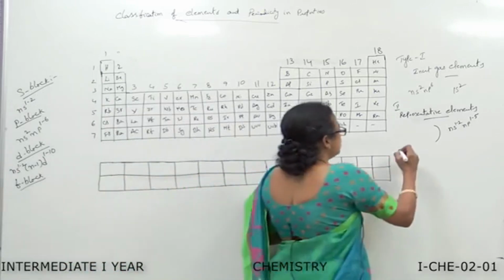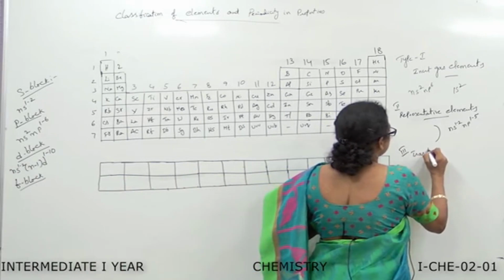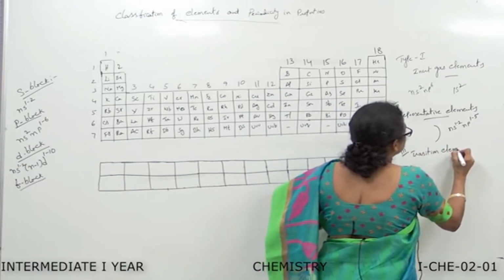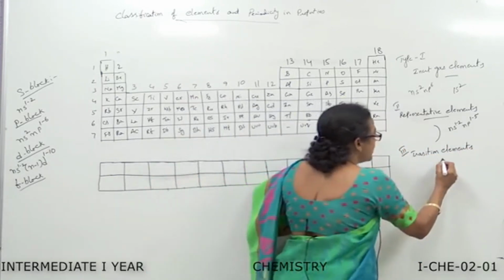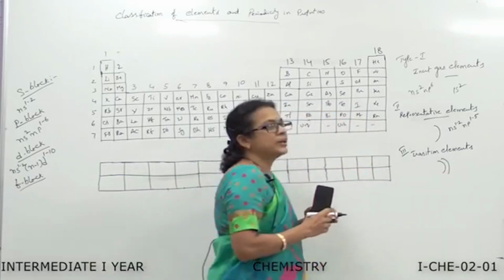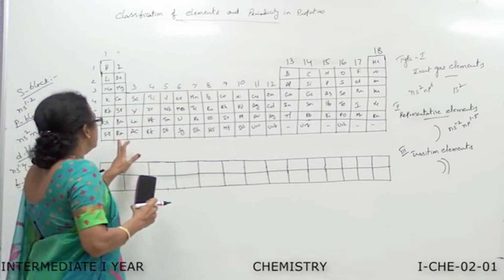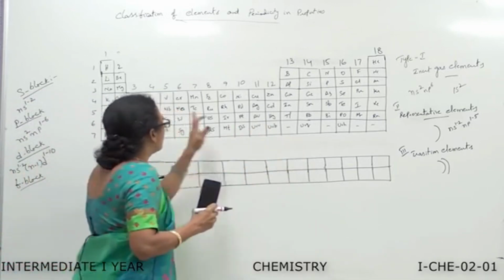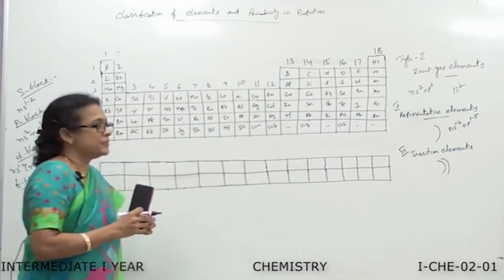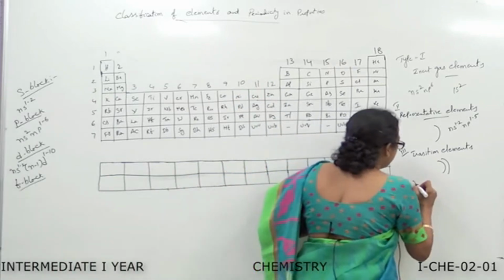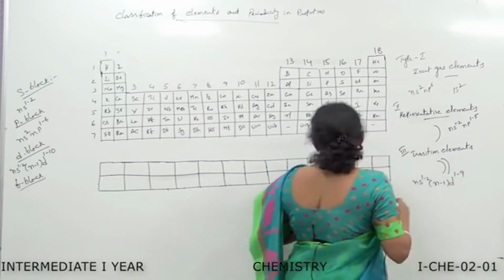Third type is transition elements. In this, the outermost shell and the penultimate shell both are incomplete. These are placed in between s and p block. Group number 3 to group number 12 come under this type. The general configuration is ns1 to 2, (n-1)d1 to 9.